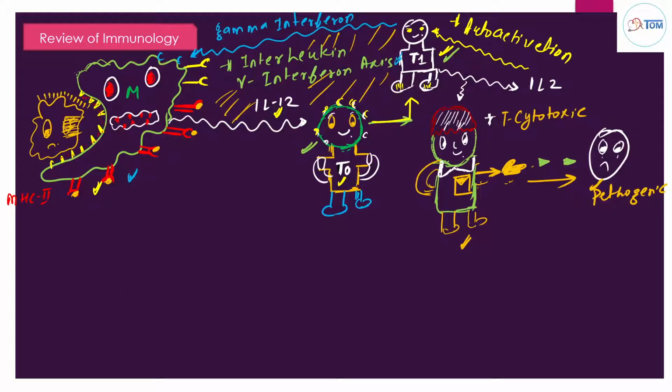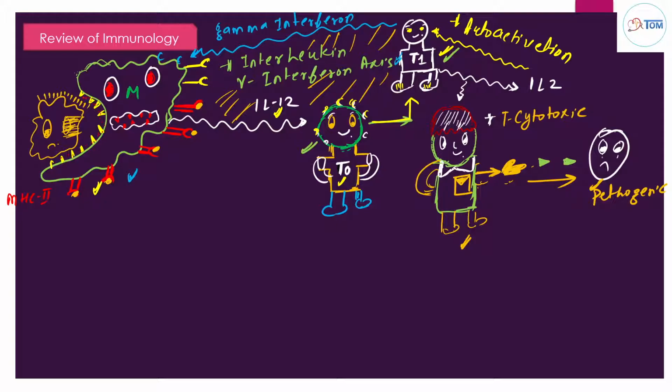We'll talk more about how they function. But right now you have to understand that once the T helper 1 cell releases IL-2, this IL-2 acts on the cytotoxic T cell. This cytotoxic T cell kills another pathogen directly. That is one fate.